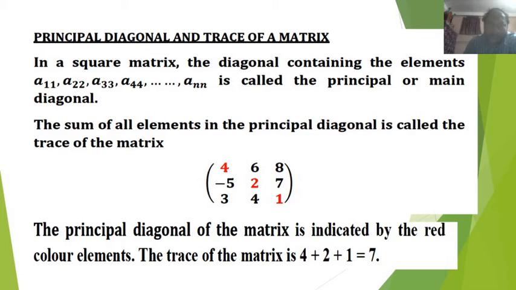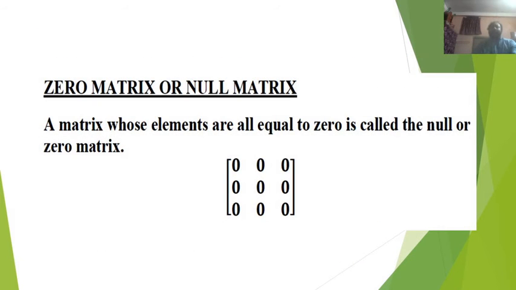Principal diagonal and trace of a matrix. In a square matrix, the diagonal containing the elements A11, A22, A33, A44 and continuing to ANN is called the principal or main diagonal. The sum of all the elements in the principal diagonal is called the trace of the matrix. The principal diagonal of the matrix is indicated by the red color elements. The trace of the matrix is 4 plus 2 plus 1, that is 7. So this defines the principal diagonal, the main diagonal and the trace of a matrix.